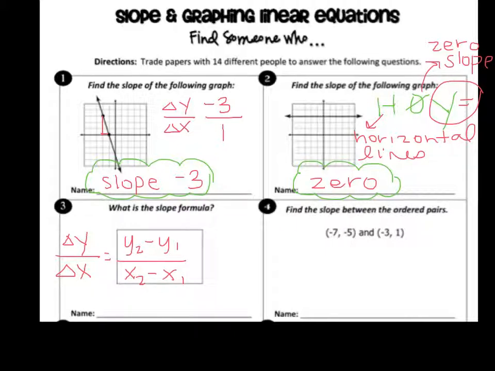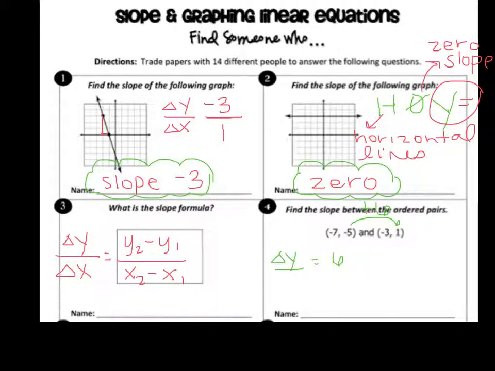Okay, so I'm actually going to do that here on number 4 to help you remember. So it asked you to find the slope between the ordered pairs. So it gave me 2 points, and I'm going to be using this formula. And remember, there's 2 ways you can do this. You can simply look and ask yourself, how do I get from -5 to +1? Well, to get from -5 to +1, that would be going +6. So I know my change in y would be 6.